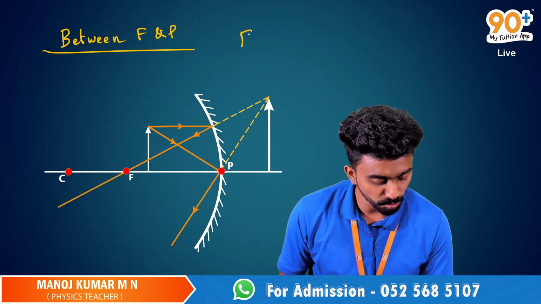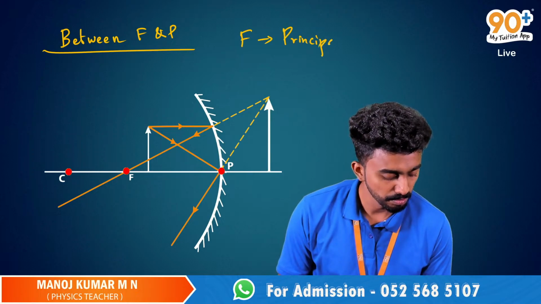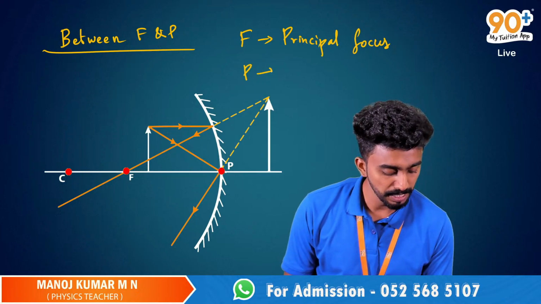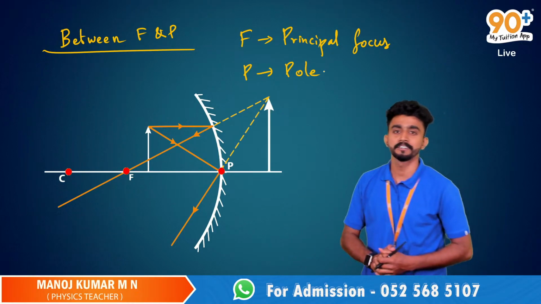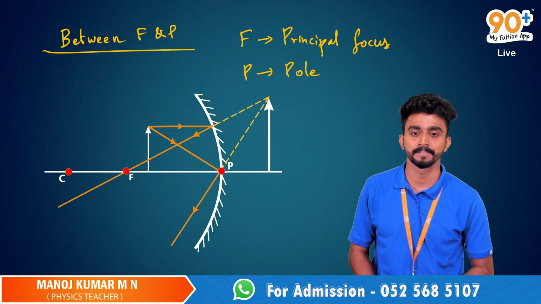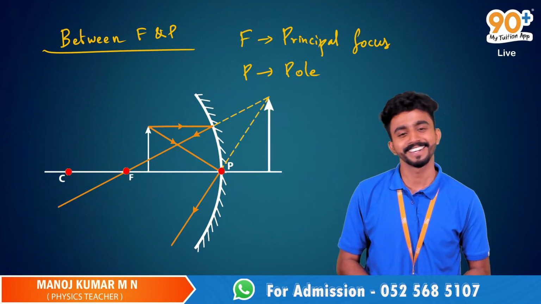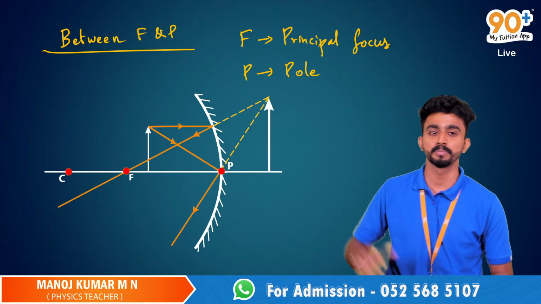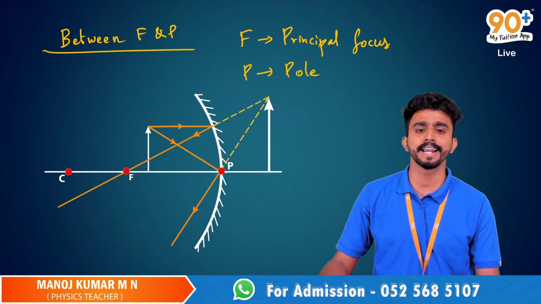F, principal focus, and P is the pole. Please don't get confused with it. I know some of you used to get confused with P as principal axis. Okay? Please do mark it as pole itself. Everyone is nodding their head. Yes, we used to get confused. P as principal axis. P is supposed to be pole over here. So please don't get confused. So please do draw this ray diagram, guys.